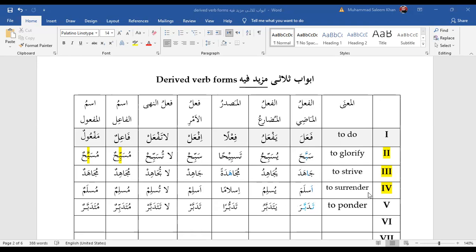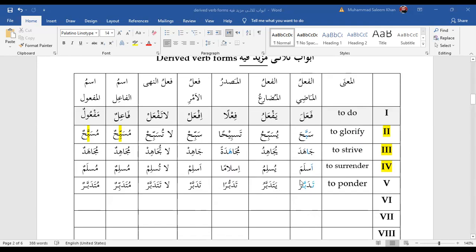Focus on this fourth form of the verb. Forms 2 and 4 are very, very common. They are used a lot. So aslim, fi'l al-amr; la tuslim, fi'l al-nahi; muslimun, ismul fa'il; and muslamun is ismul maf'ul.